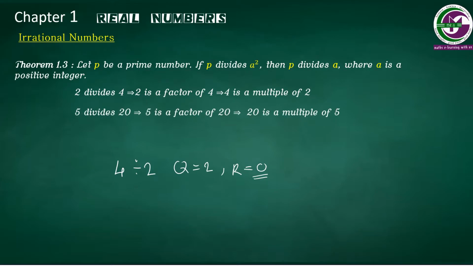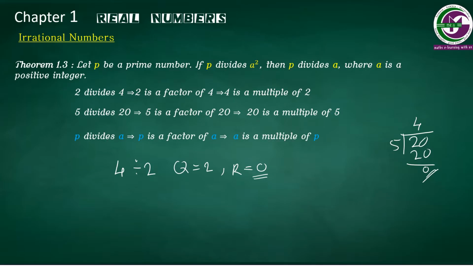Another example, 5 divides 20. 5 divides 20 means when you divide 20 by 5, 4 times 5 is 20, the remainder is 0. So when the remainder is 0, we say that 5 divides 20. Or in another way, we can say that 5 is a factor of 20 or 20 is a multiple of 5. In this theorem, when we get P divides A, we can change the wording like P is a factor of A or A is a multiple of P.